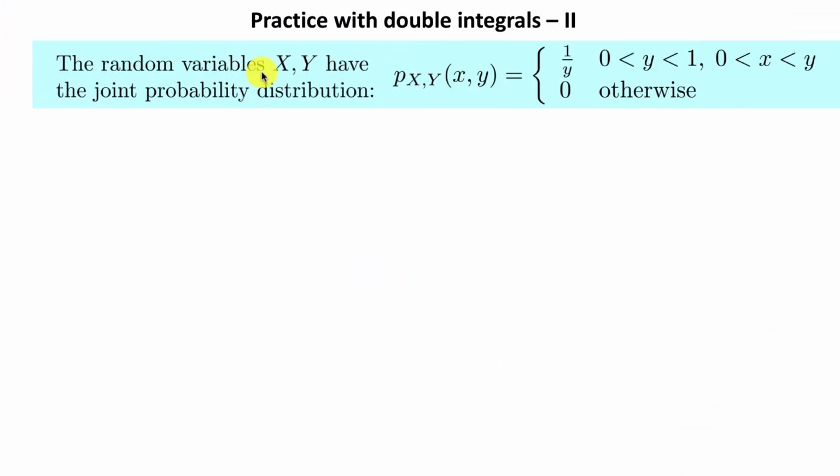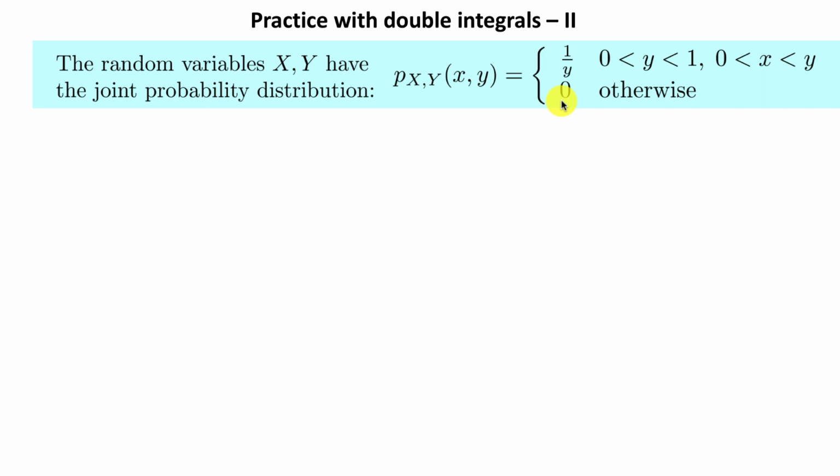Here again, we have two random variables, x and y, but they have a different joint probability distribution, which looks a little strange. Here we have the joint probability distribution equal to 1 over y if y is between 0 and 1. Now note that there's no x over here. However, there is implicitly x present because x has to be between 0 and y. So as y changes between 0 and 1, x will remain below y. If this condition over here is not met, then the joint probability distribution is equal to 0.